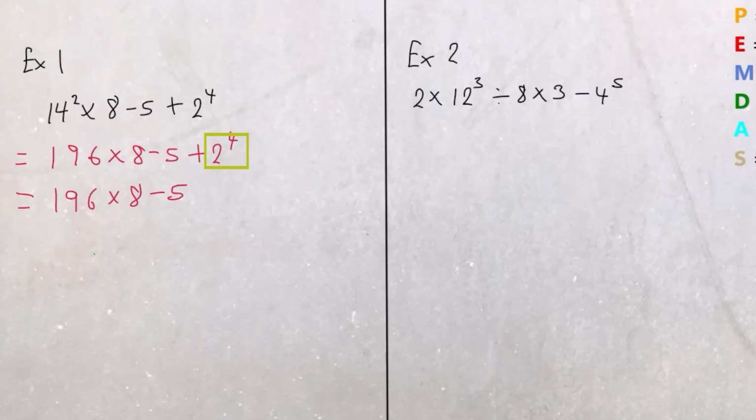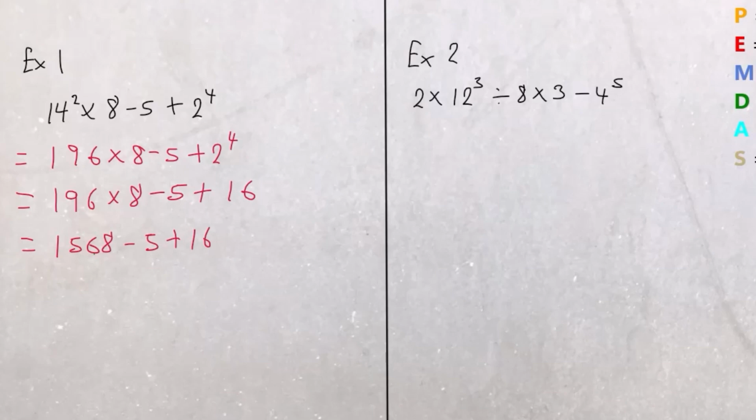2 raised to the power of 4 is same thing as 2 times 2 times 2 times 2, and that's 16. Here, multiplication should come first. 196 times 8 will give us 1568. Bring down the minus 5 and the 16.